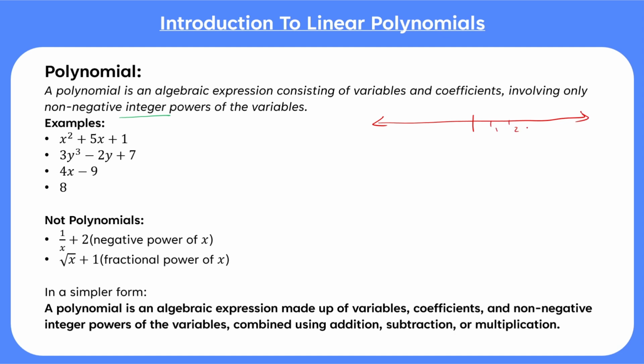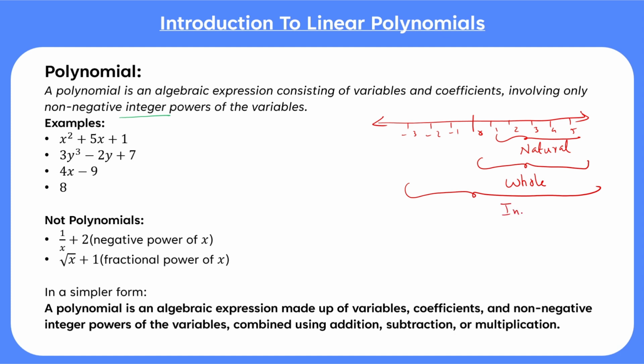We have 1, 2, 3, 4, 5, correct? It also has -1, -2, -3, correct? So when you add negative numbers, we call them integers. So only these numbers are natural numbers, the numbers starting from 1, 2, etc. and going on. These are natural numbers. And when we add 0 to the natural numbers list, those numbers are called whole numbers. And when negative numbers are also added to the whole numbers, they are called integers.